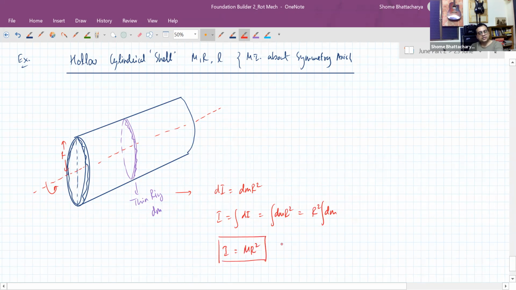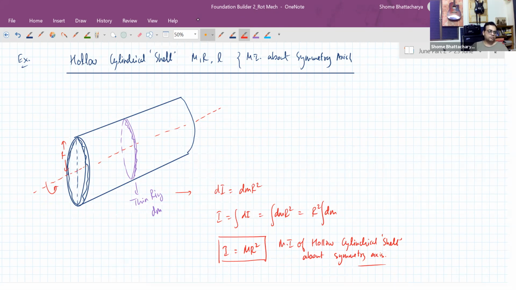So a hollow cylindrical shell has the same formula as a ring, and a solid cylinder has the same formula as a disc, because the distribution of mass with respect to the axis is the same. Okay, so with this, we complete the portion based on moment of inertia.